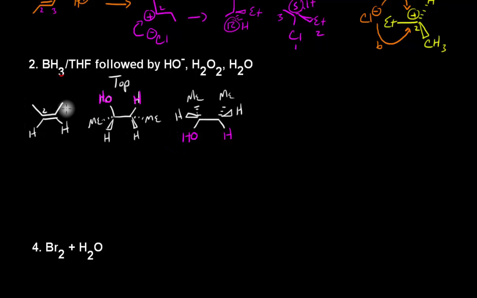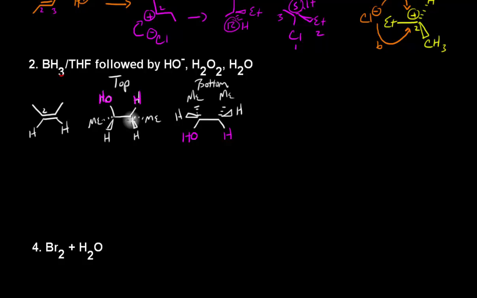So since these two methyl groups are cis in the alkene, they must be cis in the product because unlike the carbocation-like mechanism, this is a simultaneous reaction where everything's happening at once. So you have no chance for rotation like you can with carbocations. Okay, so that was the top, and this is the bottom. Okay, so these are the two different stereochemical products that would result from BH3-THF followed by hydroxide, hydrogen peroxide, and water being added to cis-2-butene.